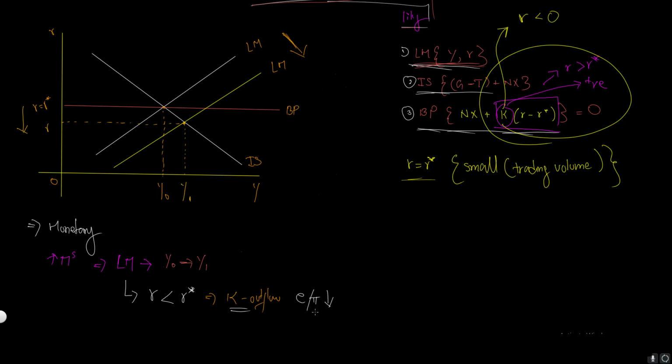In some textbooks they use the symbol pi for currency, but I'm going to use the symbol e just for simplicity. The currency is going to depreciate, and because we assume that this is a fixed exchange rate regime, the government would not want that to happen. The government wants to keep a stable exchange rate. So the government would have to intervene in the market. And how can the government do that?